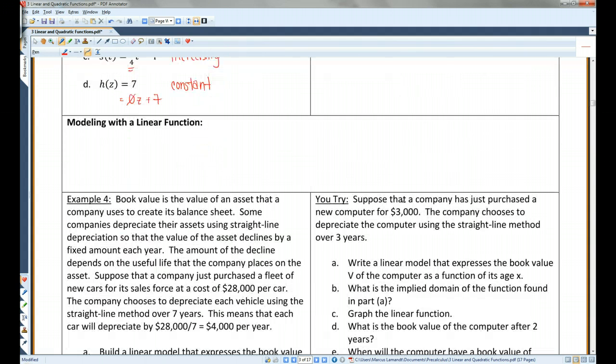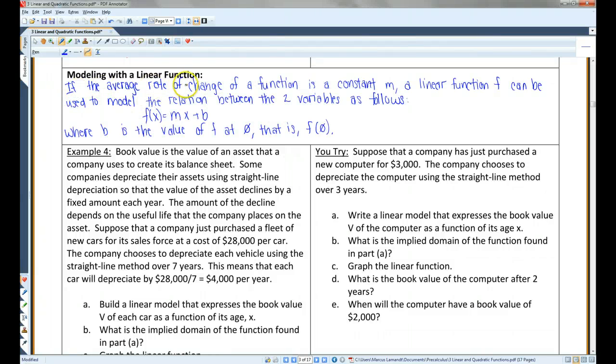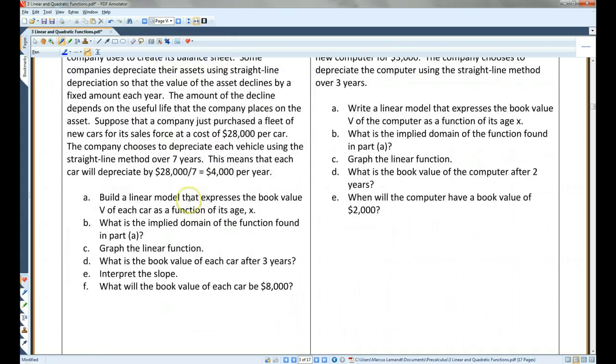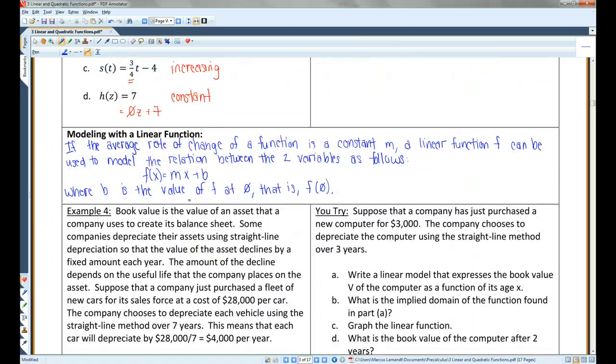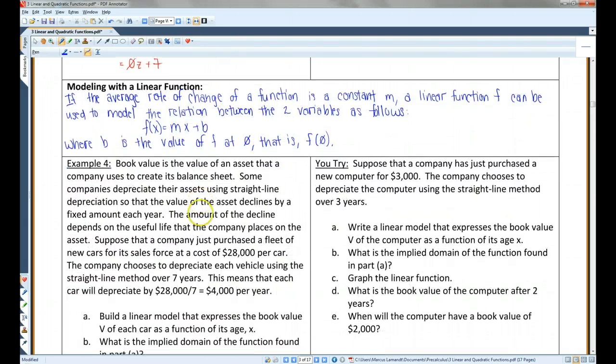Alright, modeling with a linear function. Okay, if the average rate of change of a function is a constant m, a linear function f can be used to model the relation between the two variables as follows. So basically, this equation can be applied to various situations. I'm going to show you a couple examples in just a sec. In this case, b is the y-intercept, or the value of f at 0, or f(0).